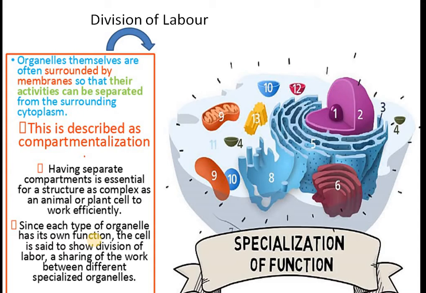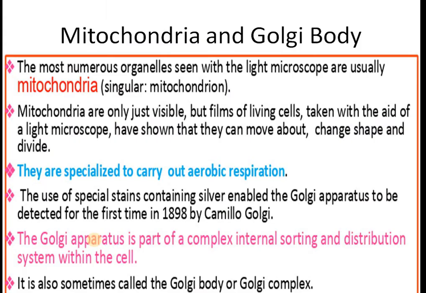Since each type of organelle has its own function, the cell is said to show division of labor, a sharing of work between different specialized organs. If you see in the diagram, I have labeled the organelles with numbers. What you have to do is to identify them. First, go through the textbook, learn from there, and then identify and try to label all these points by your next lesson. Then there are mitochondria and Golgi bodies.